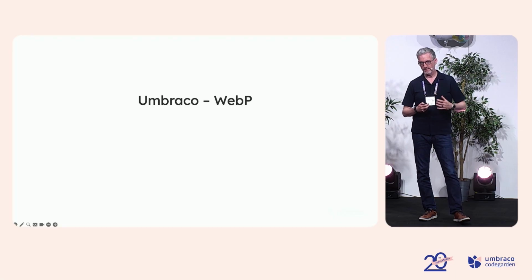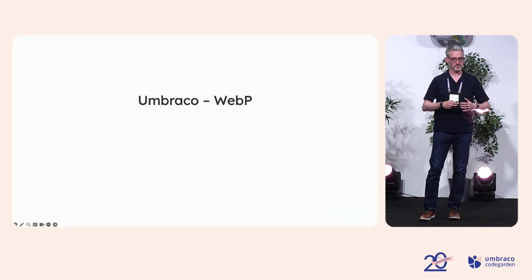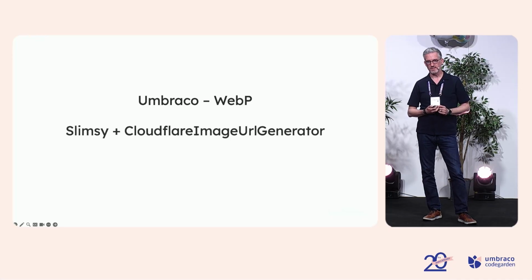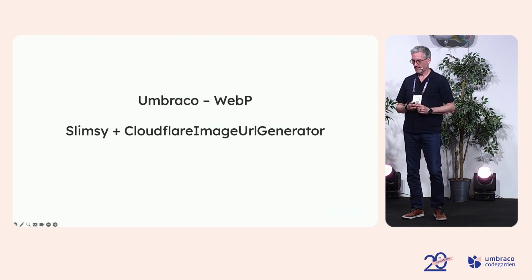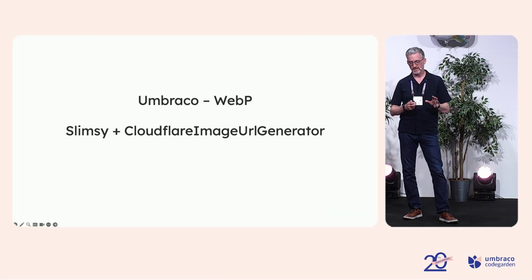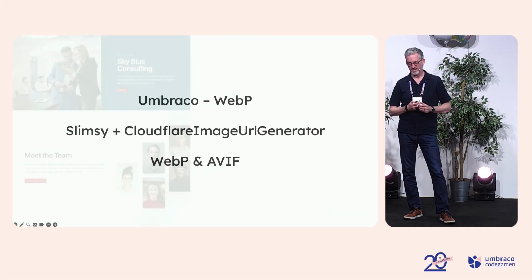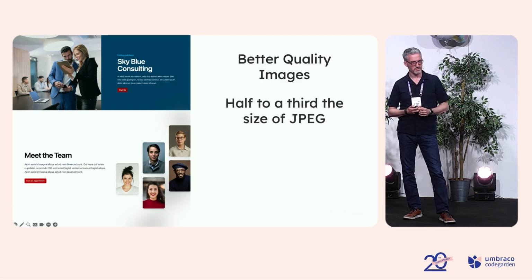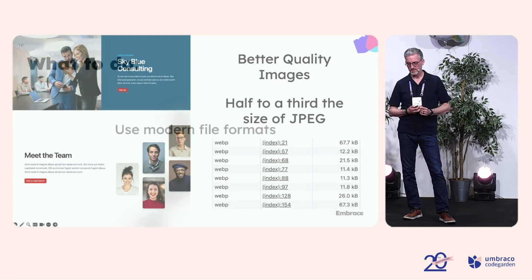Okay, so now Umbraco out of the box handles WebP. It's all part of just the stuff we can put on the end of the URL. So that's great. And then if you're using Cloudflare CDN, then Slimzy and Cloudflare image URL generator together can be really good. So that handles WebP and AVIF. What effect does this have if we use just WebP in this example, where we get better quality images, half to a third of the size of JPEG, so it's really worth the effort. So that's definitely worth doing.